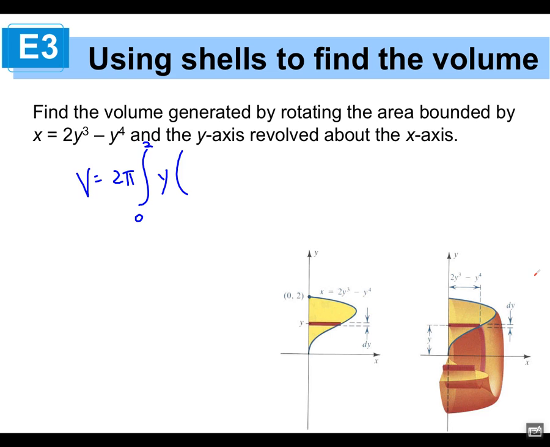How big is that rectangle? How wide is it? 2y. Good. 2y cubed minus y to the 4th. Minus 0, but again, we don't need the 0. And how thick is it? dy, all done.